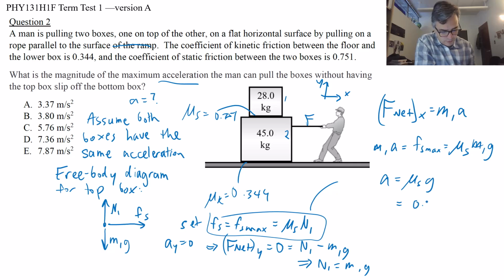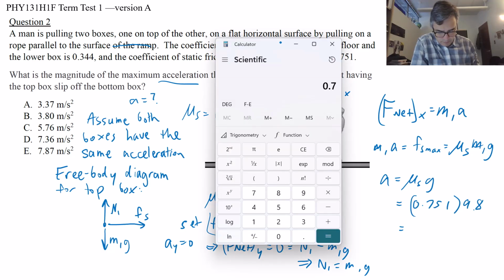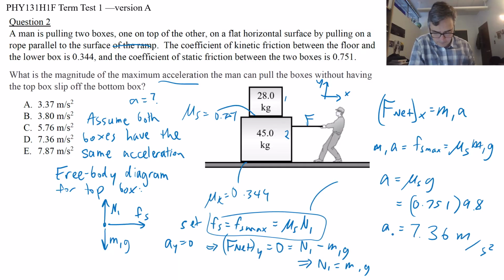So it's 0.751 times 9.8 equals 7.36 meters per second squared.